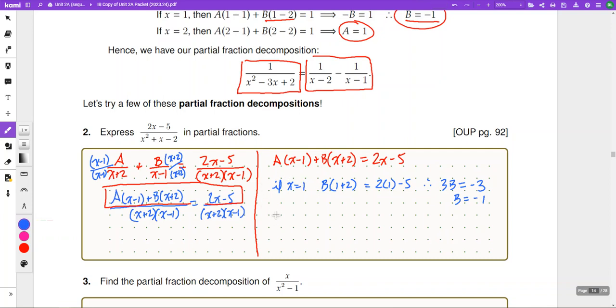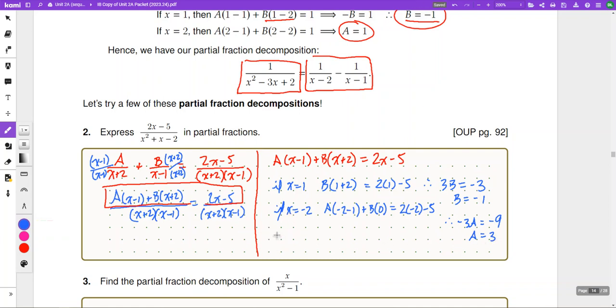Okay? If we let x be equal to negative 2, then I have a times negative 2 minus 1 plus b times 0 is going to be equal to 2 times negative 2 minus 5. So in other words, what we would have there is that negative 3a would be equal to negative 9, which would imply that a is going to be equal to 3.